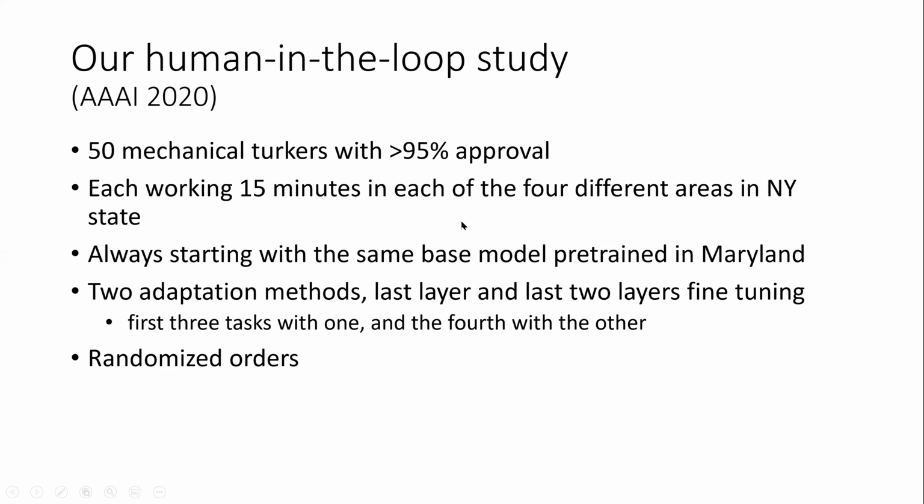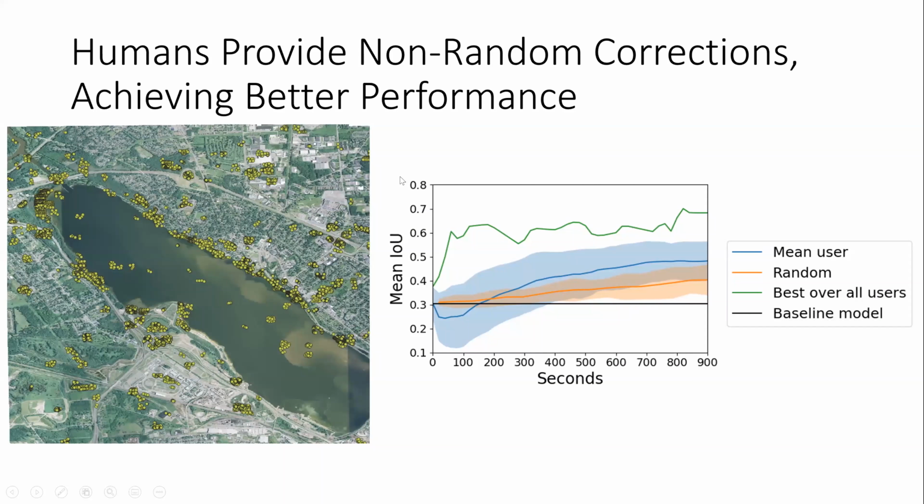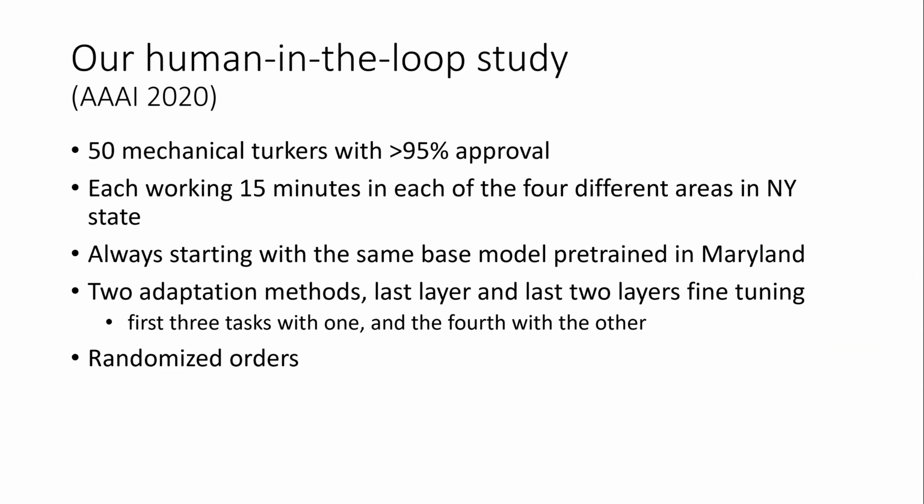So we ran this study where we used 50 Mechanical Turkers who worked for 15 minutes each in each of the 4 different areas in New York State, retraining these models, always starting with the same base model that was trained in Maryland. And then we had 2 adaptation methods. One was retraining only the last layer, and the other one only the last 2 layers of the fine tuning. And then each had been using one of the adaptation methods 3 times, and then another one the last time without knowing that. We didn't tell them that. And this was with randomized orders and so on.